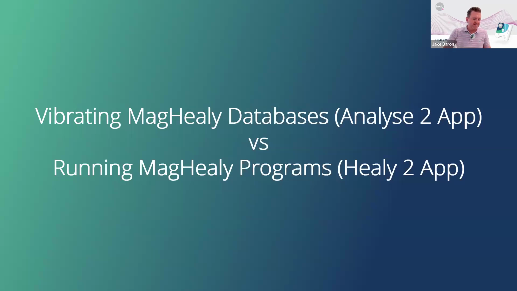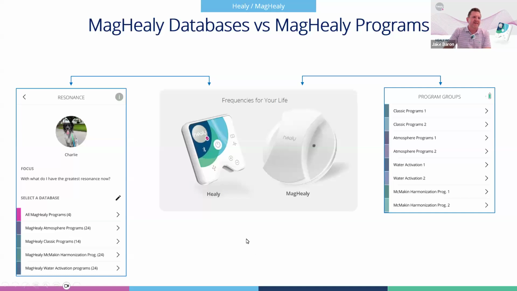Okay, so this next topic, I think, is one of our more frequently asked questions on our Tech Tip Tuesdays that we have every Tuesday evening at 8 p.m. Eastern Time. Basically, it's for those of you that have a resident edition or higher, which is most people at Healy World. I forget the exact date that it was added, but more than a year ago, the MagHealy databases were added to the Analyse app, to where you could do an analysis for the MagHealy programs and vibrate those results as well, even if you didn't have a MagHealy.